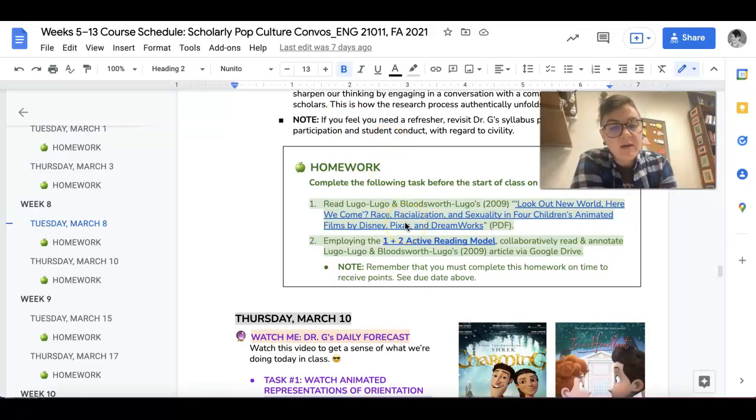So you're going to be reading that again for homework, and just practicing that 1+2 active reading model. Pay attention to the stuff that they're talking about in terms of orientation, because the videos that we're going to be looking at on Thursday are around orientation.